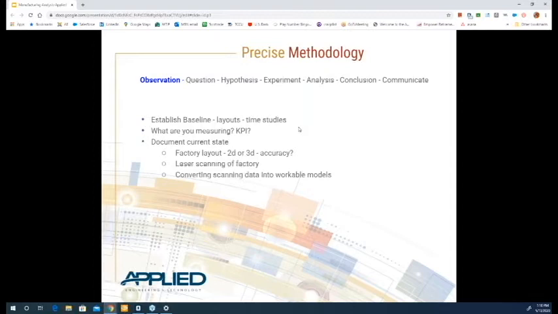Some of the cool things. Oh, I got to take a drink of water. Sorry about that.